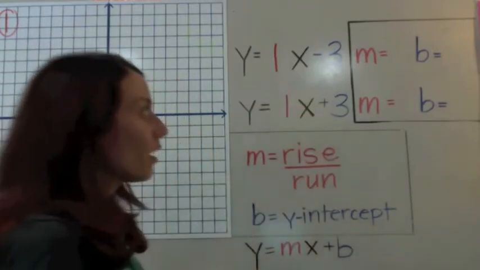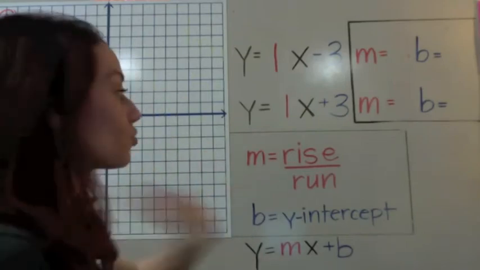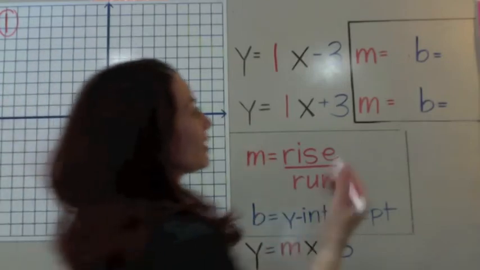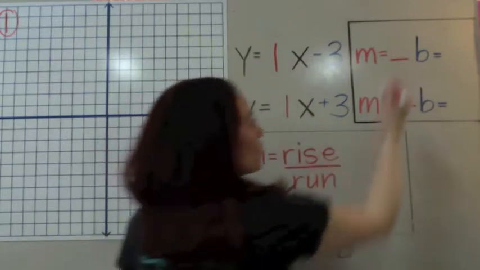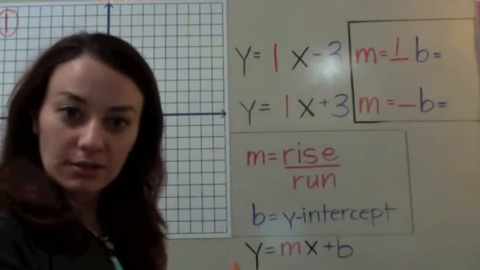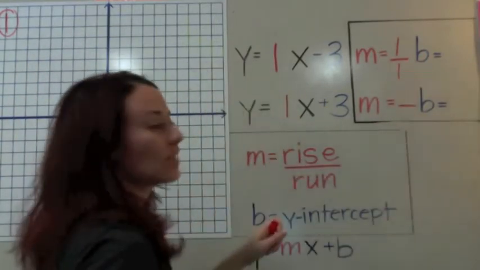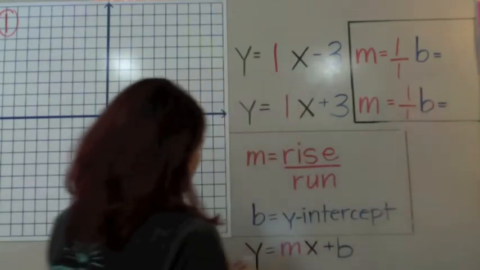Now, when we make the slope a fraction, it's rise over run. What slope? Rise over run. So the slope, if the rise is 1, what do you think the run is going to be? What do you put under it? A 1. Exactly. It's 1 over 1. Do they both have the same slope? Yes. So for the m's, we're going to write 1 over 1.